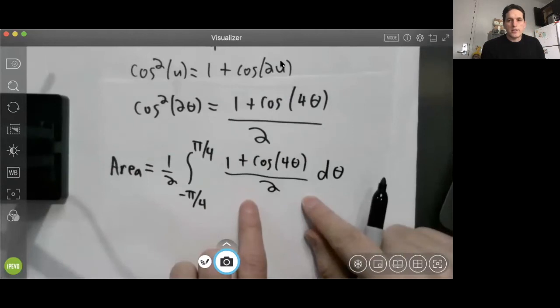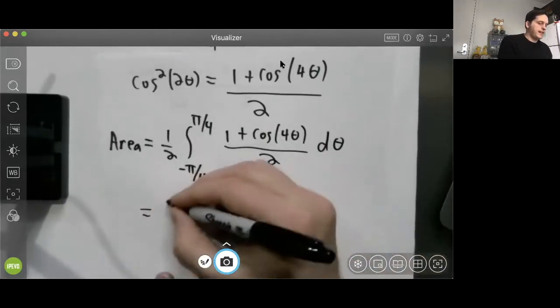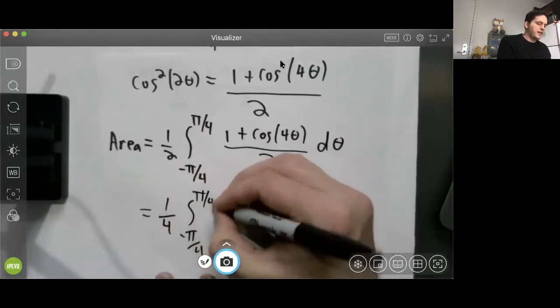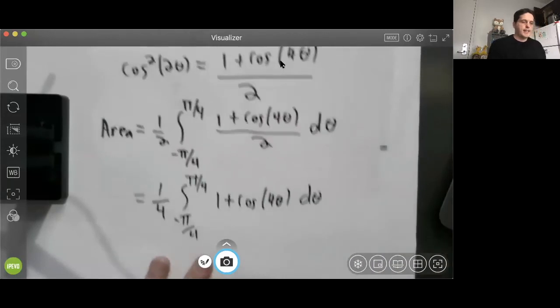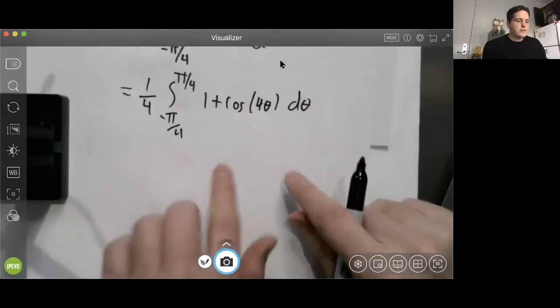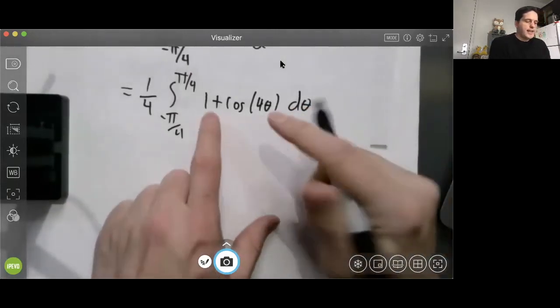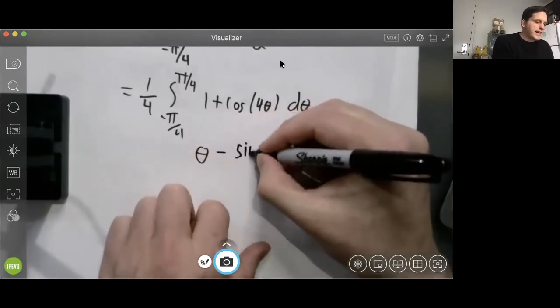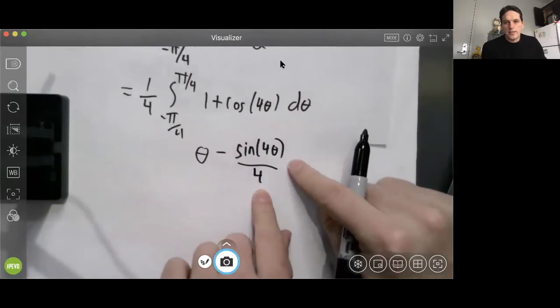So that makes the integral much easier, having applied that trig identity. Now let's pull this factor of 1/2 out front. So we get 1/4 times the integral from minus pi over 4 to pi over 4 of 1 plus cosine of 4 theta d theta. Now what's an antiderivative of this function? An antiderivative of 1 is just theta, and an antiderivative of this function here is sine of 4 theta over 4. You can get that by using u substitution.